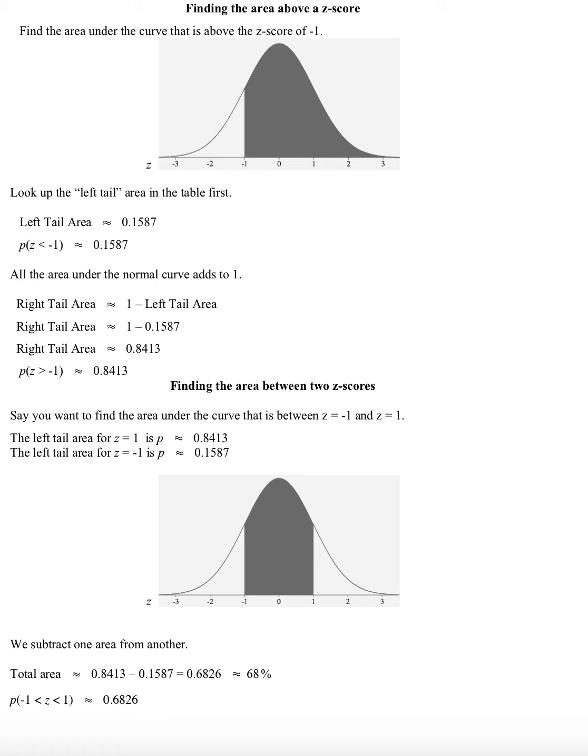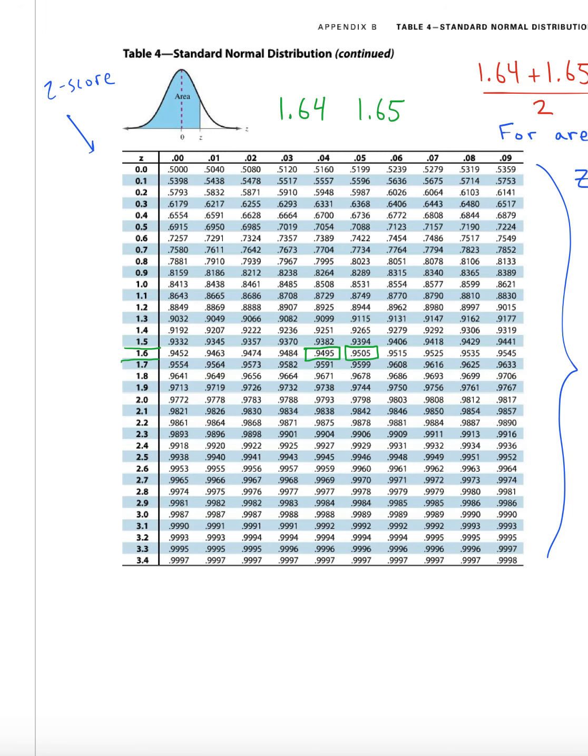Sometimes we'll want to find the area above a z-score, the area to the right instead of to the left. This problem asks us to find the area to the right of a z of -1. So when we go to the table and look up the z of -1, we have to remember that that table is for left tails.